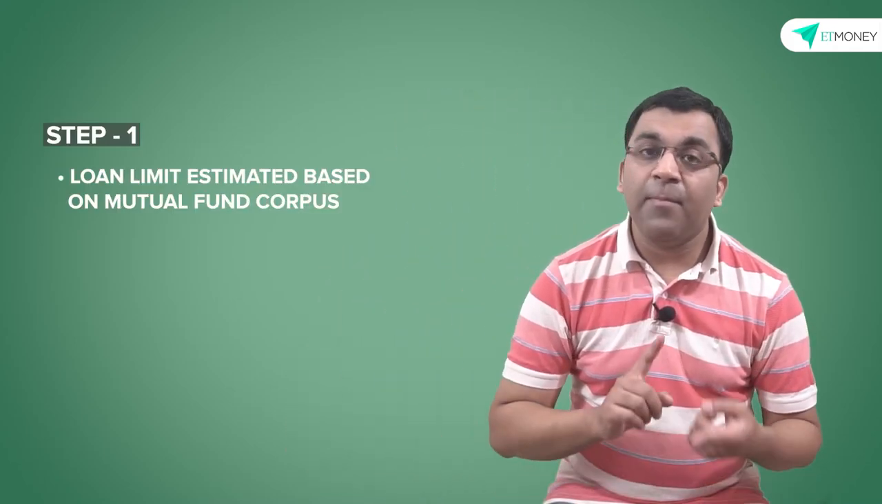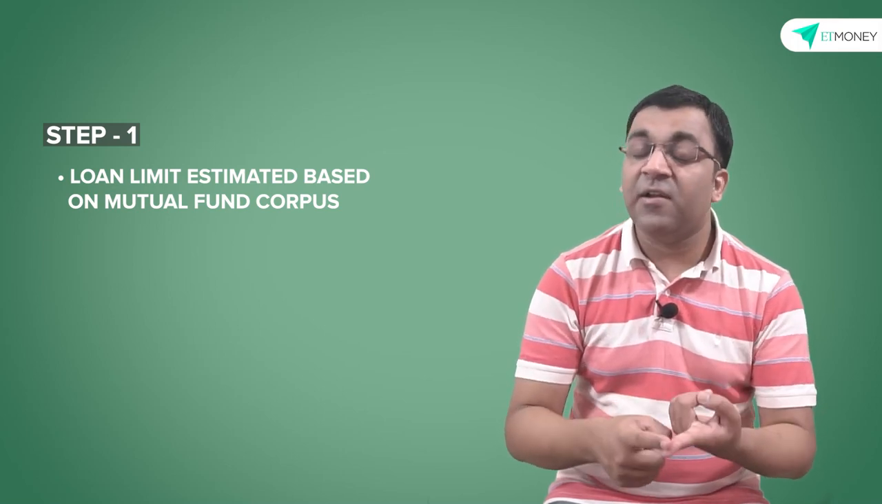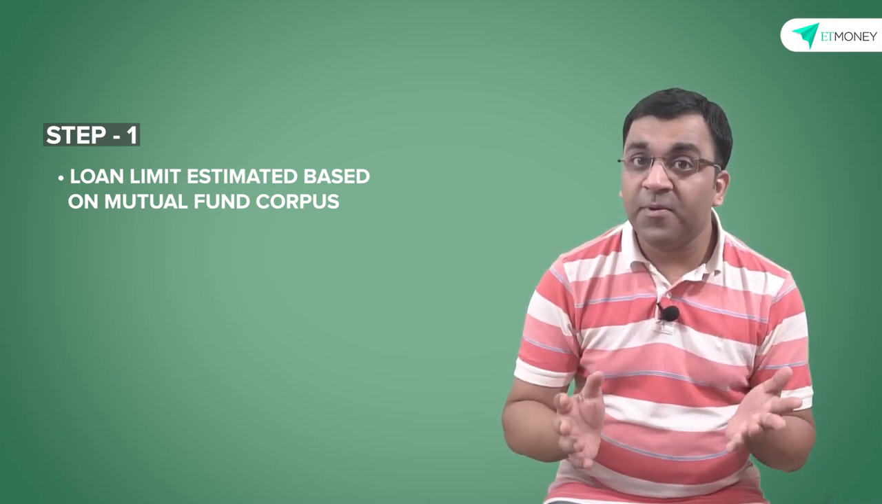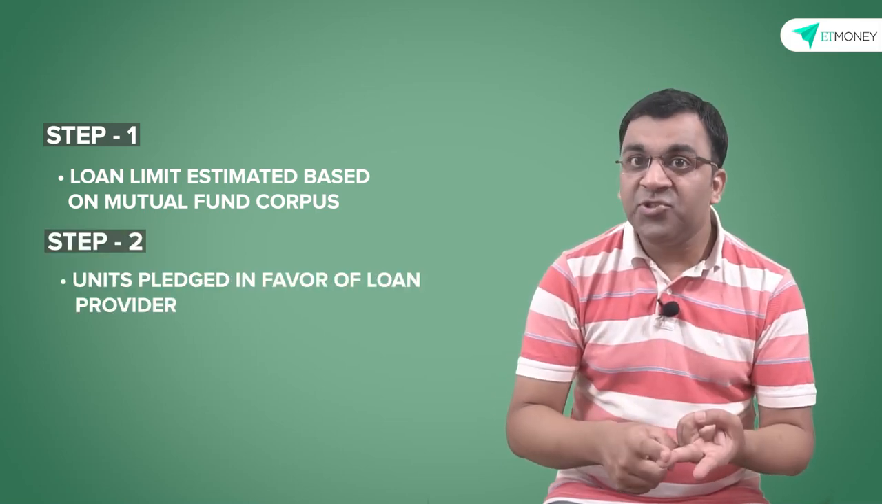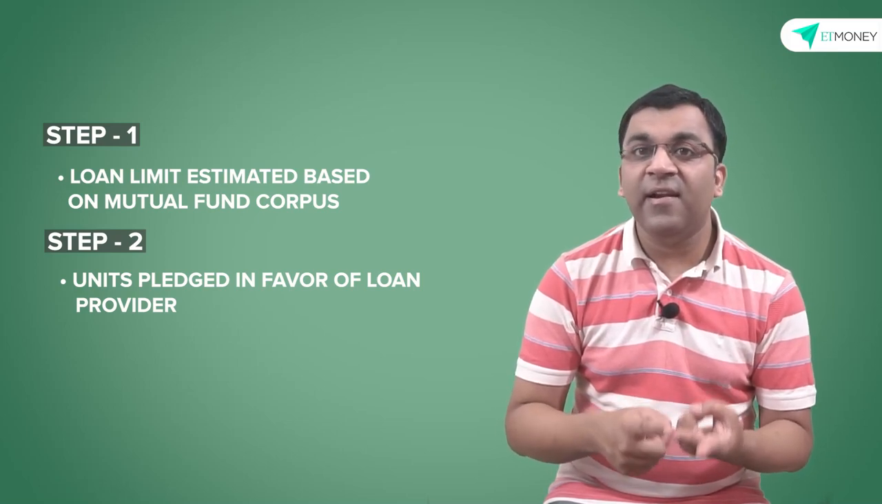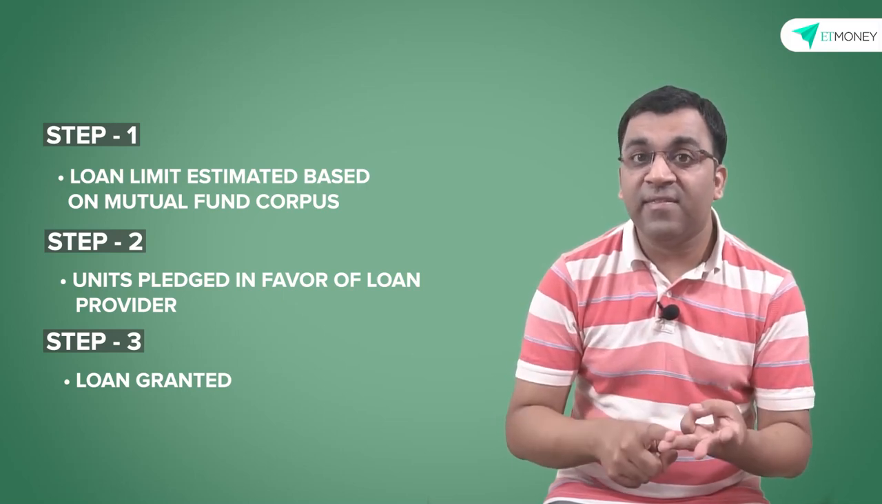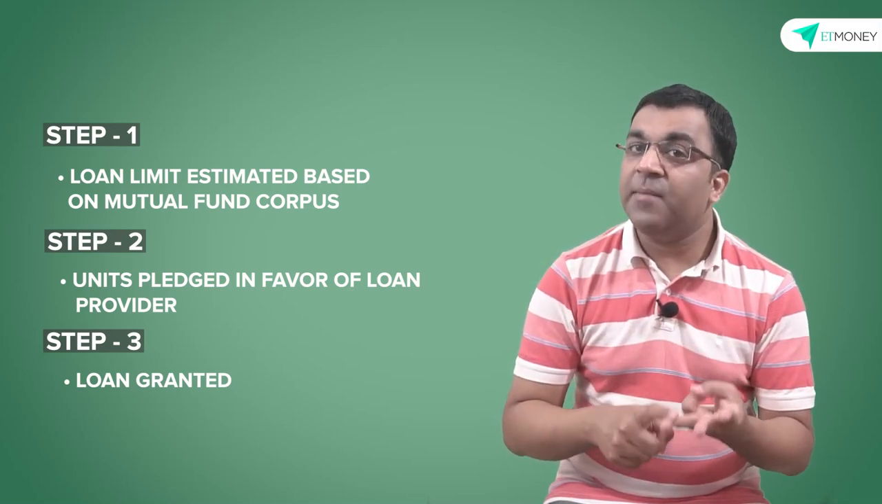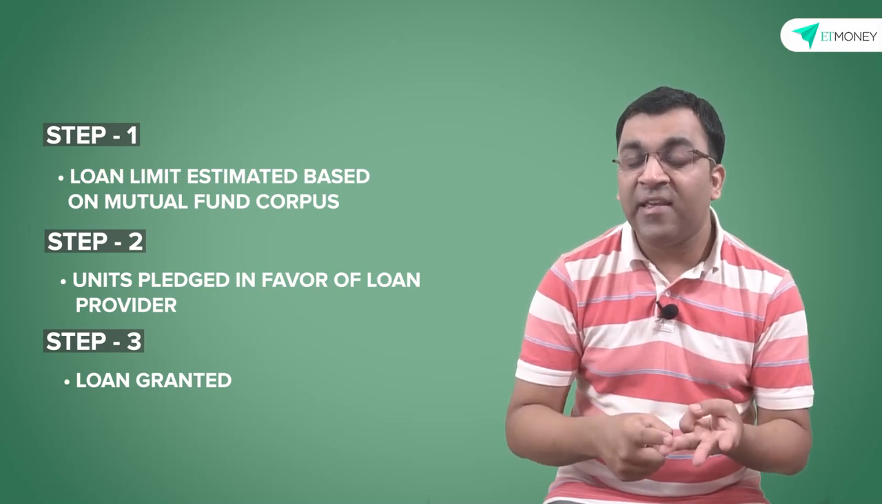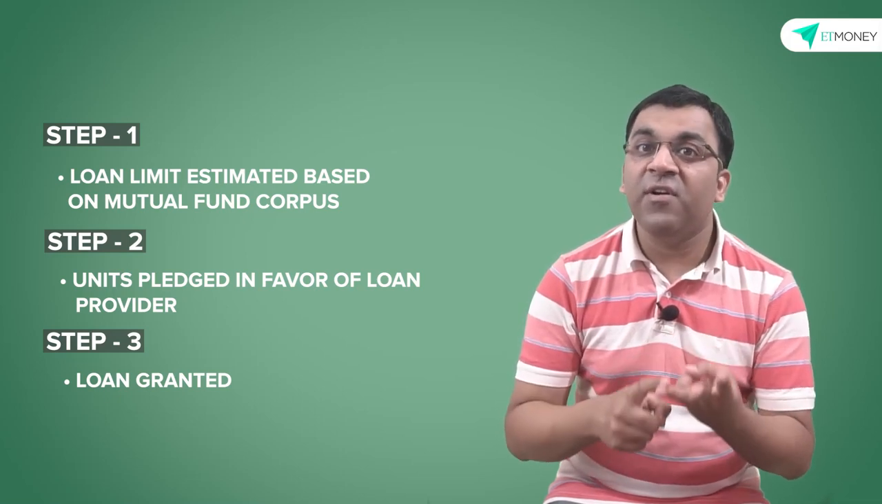The workings of a loan against mutual fund are pretty standard and can be summed up in three steps. Step one, like all loans, it starts with estimating your eligible loan limit, which is done on the basis of your mutual fund corpus. Step two is where you pledge your units in favor of the loan provider, who then sets up a lien or a legal claim over those units in the system. And step three is where, post the lien setup, a loan is given to you, which can be a transfer to your bank account via NEFT, or as many banks are doing it now, it can also be in the form of an overdraft limit.